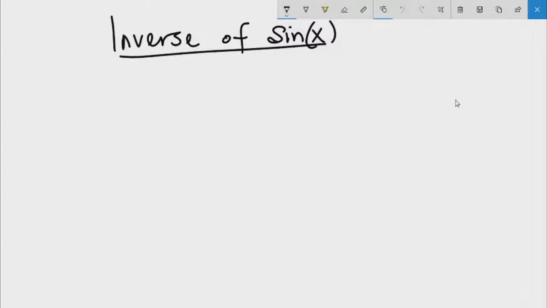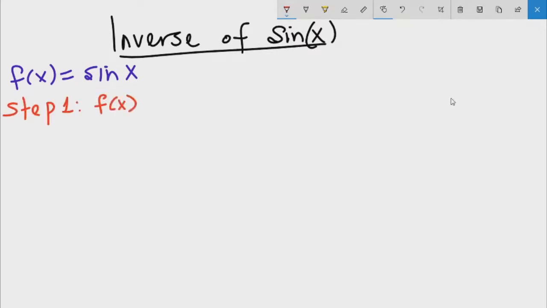In this lesson, I want to show you how to generate the inverse of sine of x. So let's say that we are given f of x equals sine of x. To generate the inverse, the first thing that we have to do is to turn the f of x to y equals sine of x.